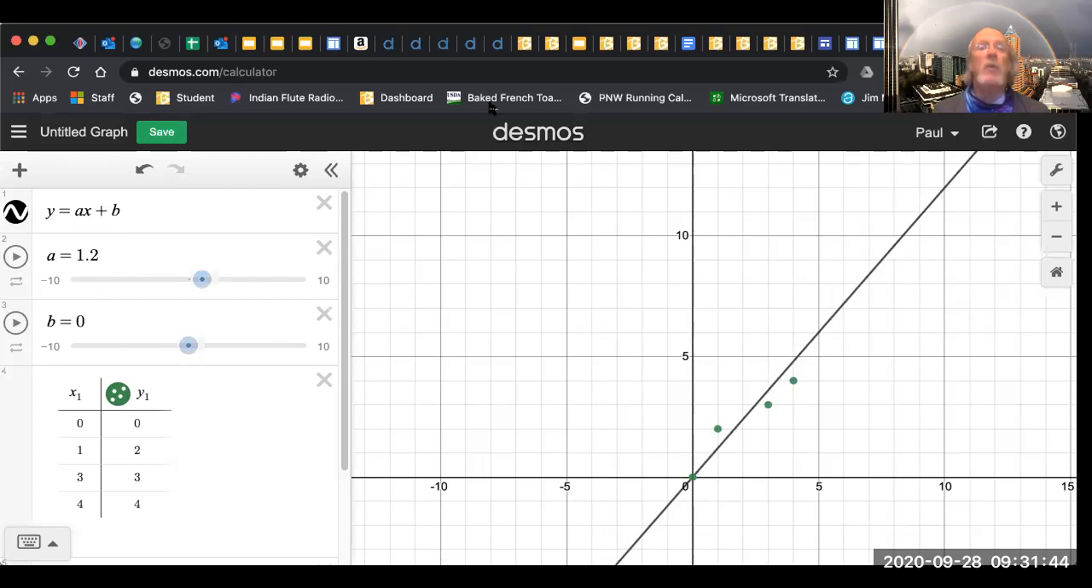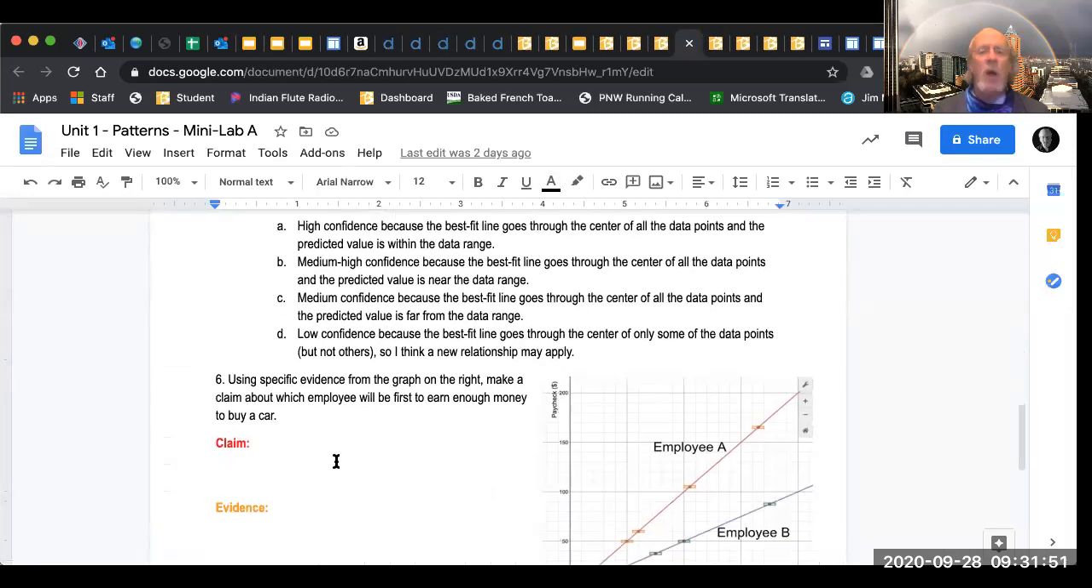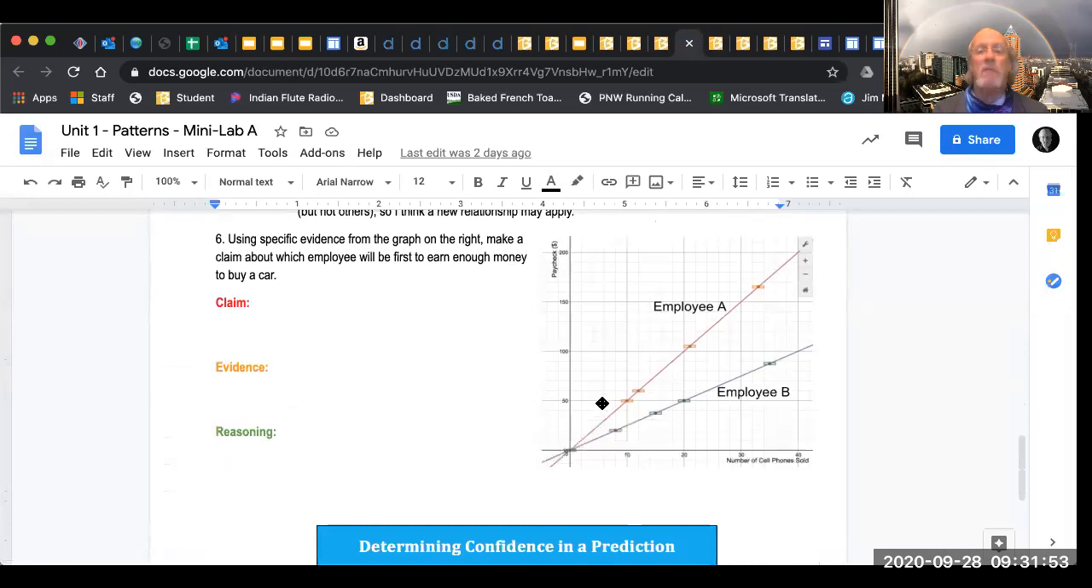So that's what I want you to do for our mini lab. And then I want you to look at a second graph and answer a question about which employee, A or B, would have enough money to buy a car first. Tell me, under the claim, is that A or B? What is your evidence for that, looking at the graph? And on reasoning, I want you to justify your answer.